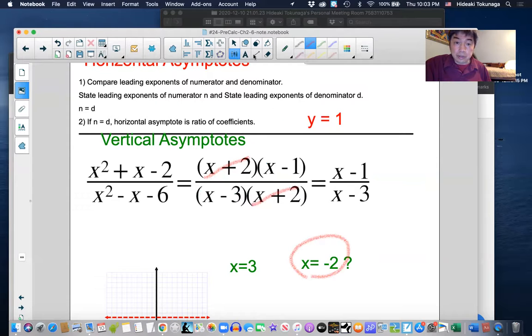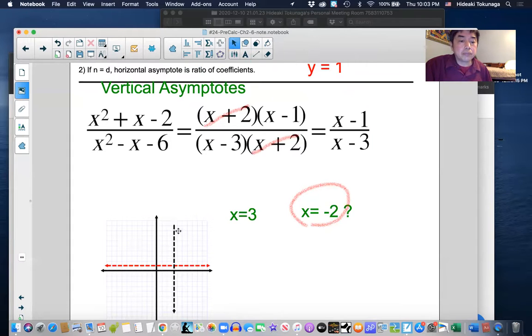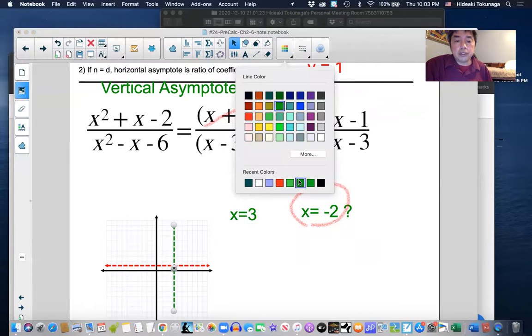So I use this line tool, x equals 3 is going to be around here. Okay. So that's all you have to do for this.